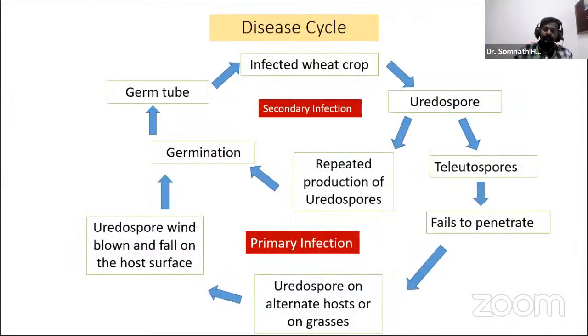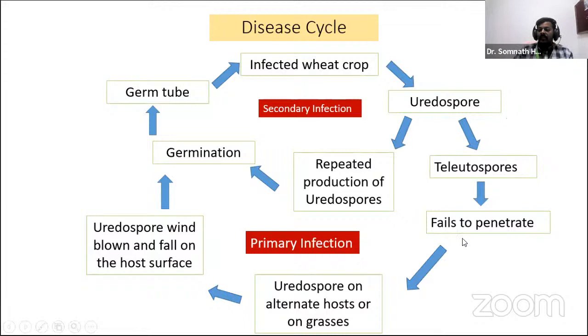Okay, this is the disease cycle of the black rust of wheat. For example, an infected wheat crop is there, and teliospores and teliopustules will be there. These pustules will produce the airborne uredospores. Two types of spores are formed on the wheat, that is uredospores and teliospores. Uredospores are the secondary source of infection, whereas the teliospores are the primary source of infection.